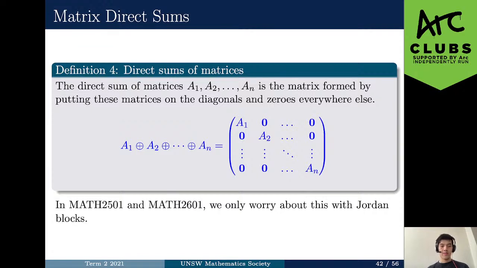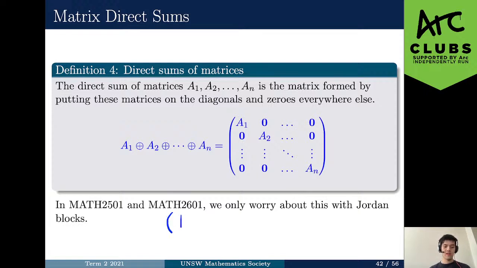And then we just need to define the direct sum of matrices. So when we have a couple of matrices, the direct sum just means that I put them together on a diagonal like this, and I fill out everything else with zeros. In this matrix, each of these elements here are actually matrices, right? They're not numbers.